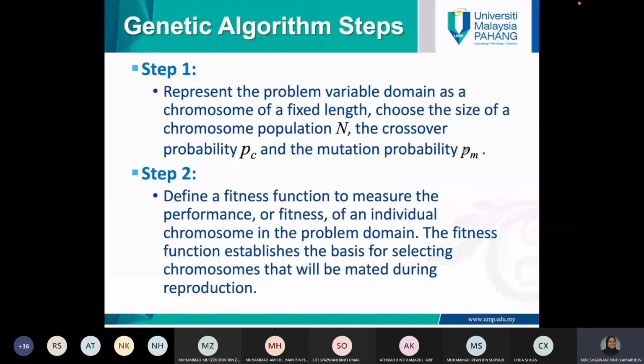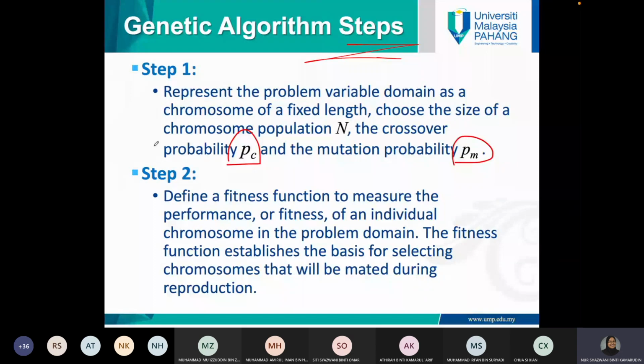So now let's take a look at the steps of genetic algorithms. First, we represent the problem variables domains as a chromosome of a fixed length. We choose the size of a chromosome population N, the crossover probability and the mutation probability. That's the first step.